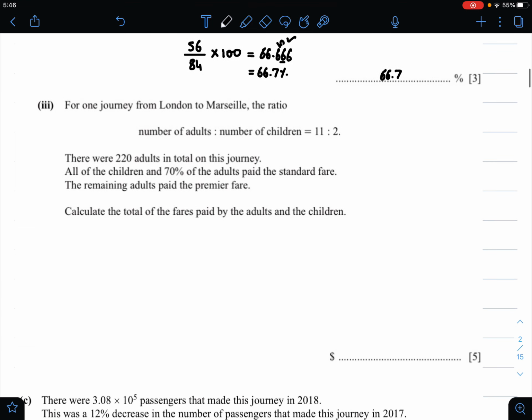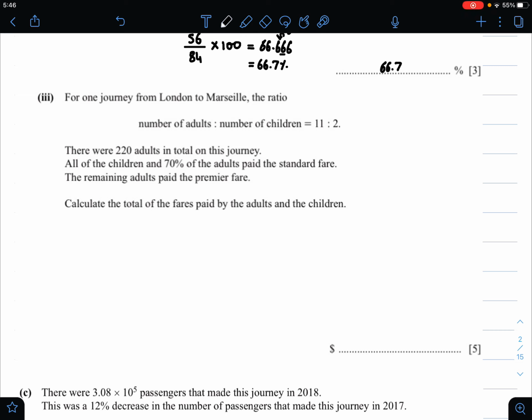So for B part 3, they are asking us to calculate the total fare paid by the adults and the children. Now they've given us some information. Let's go through that. So they are telling us that number of adults to number of children is in the ratio 11:2. They are telling us that there were 220 adults in total. So you can find the number of children by cross multiplying and finding the value of x. So 11 multiplied by x and 220 multiplied by 2. So 220 multiplied by 2 is 440. And when we do 11x is equal to 440, we can get the 11 to the other side. So it will become division. And therefore x will be equal to 40. Therefore there were 40 children.